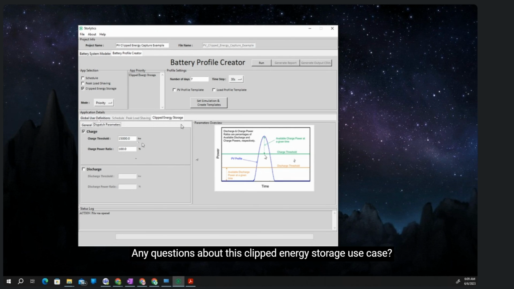Any questions about this clipped energy storage use case? What's the logic of operation? Yeah, I haven't actually heard of clipped energy storage applications before. Is it sort of like peak demand, or, I mean, on solar, so it'd be your charge threshold. What would be a load profile or maximum load of the load?